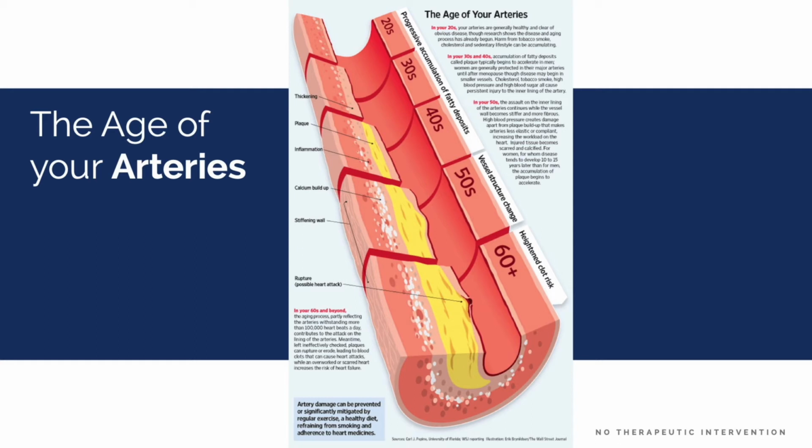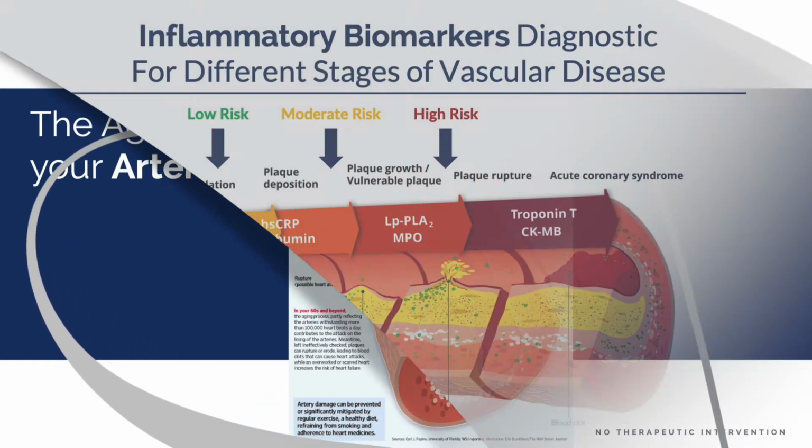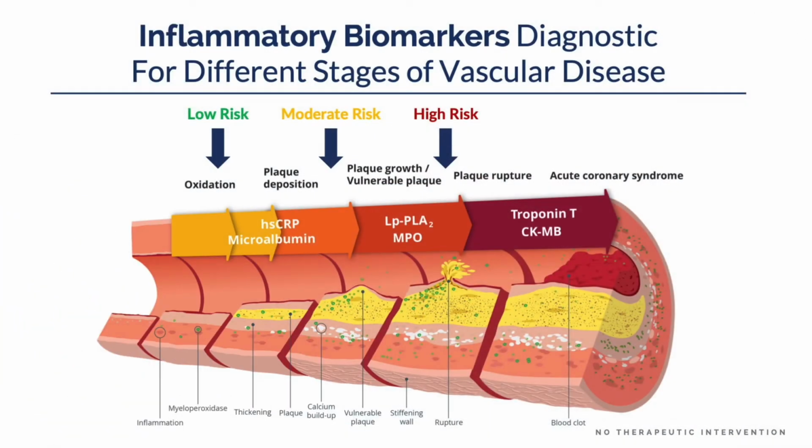When it's in the cerebral arteries, it's a stroke. And that is the number one killer of men and women worldwide. We also know and develop peripheral blood biomarkers that are diagnostic for the degree of cardiovascular disease.